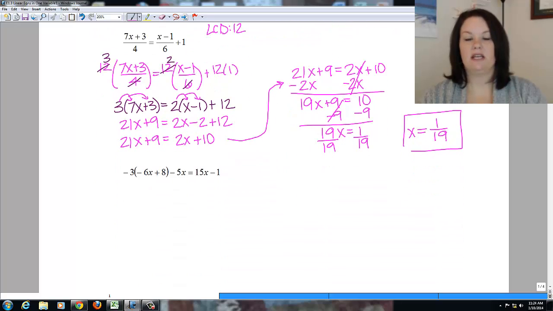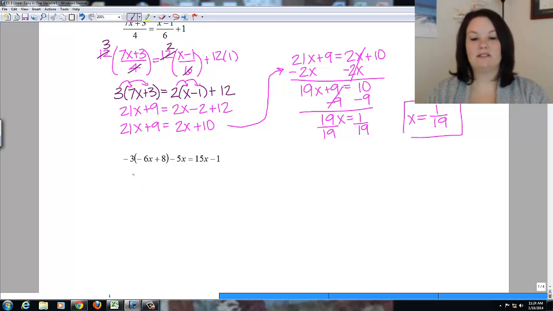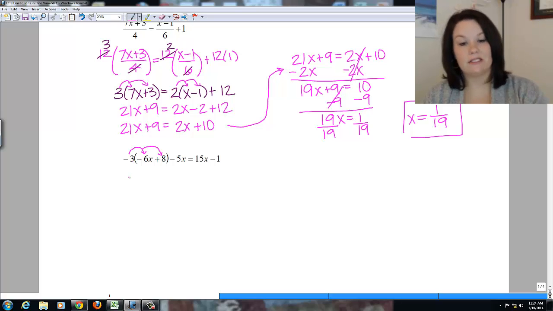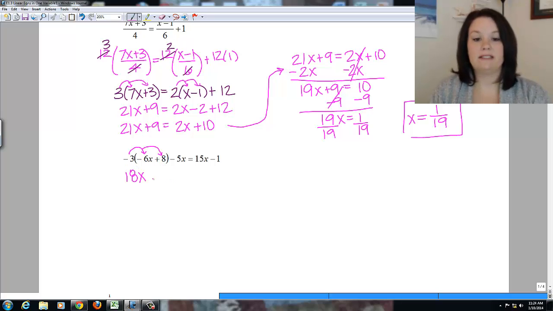This one's a little bit nicer because, well, it doesn't have fractions. We are going to go ahead and start off by distributing in this negative 3. A big mistake I see done all the time is people forget to take the sign with it. If it's a negative 3, the negative goes with it. So negative 3 times negative 6x is positive 18x. Negative 3 times positive 8 gives me negative 24. Then I have a minus 5x is equal to 15x minus 1.